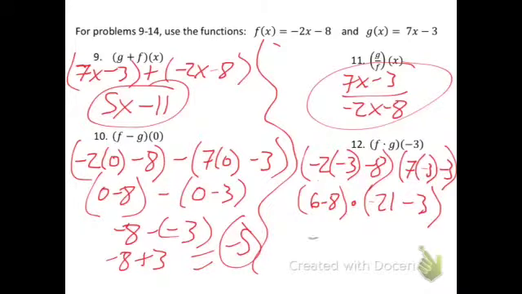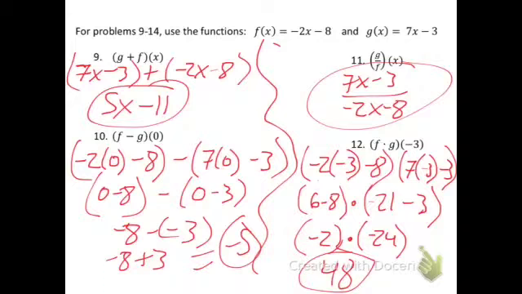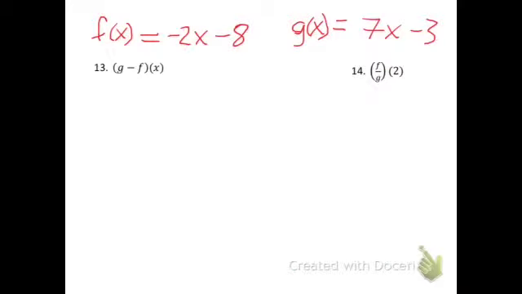6 minus 8 is negative 2. And negative 21 minus 3 is negative 24. Negative 2 times negative 24 is positive 48. So there's our answer. Moving on to the next two.